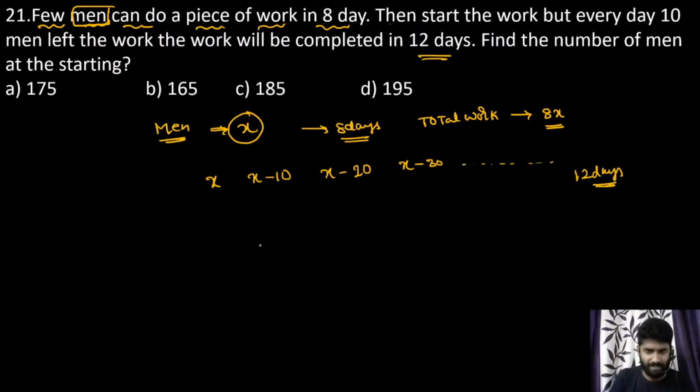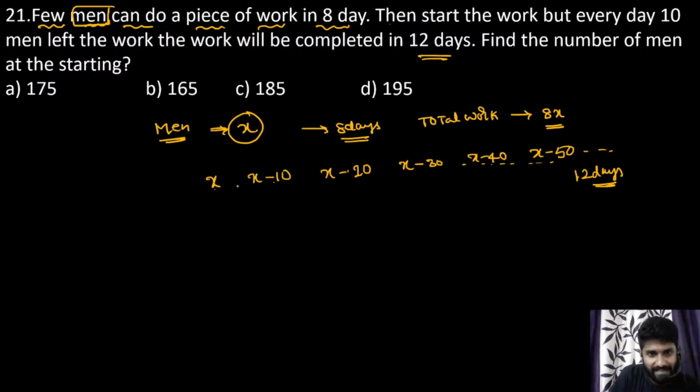For this type of question, guys, if you add these entire values, like x minus 10, x minus 20, x minus 30, next x minus 40, next x minus 50, in this way up to 12 days, added together you can get 8x. But if you go with this approach, it takes time. Then what is your observation now?